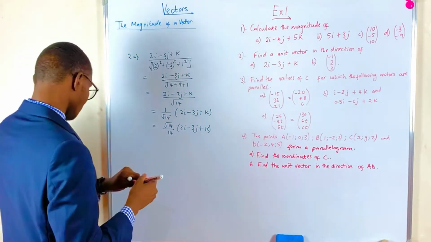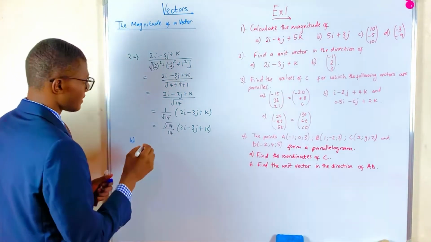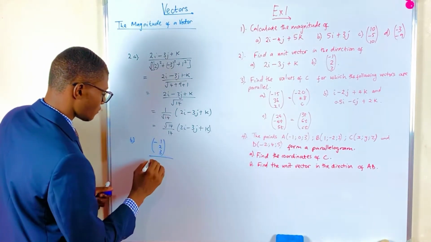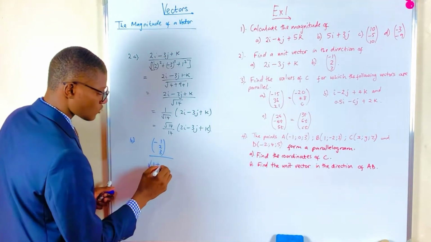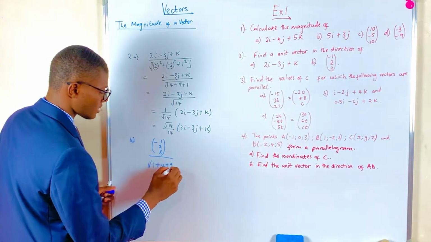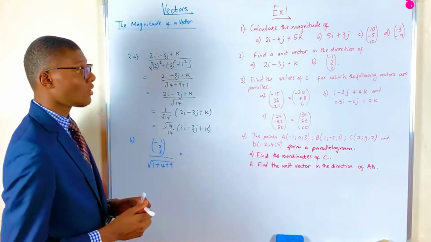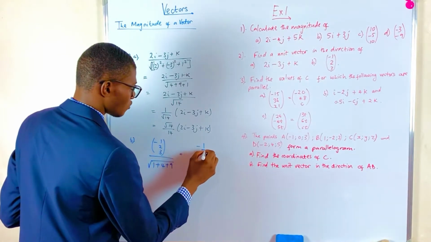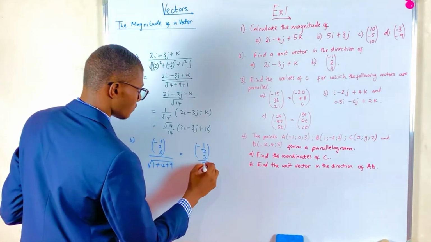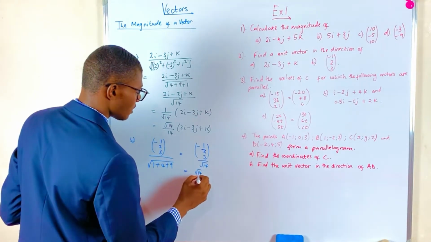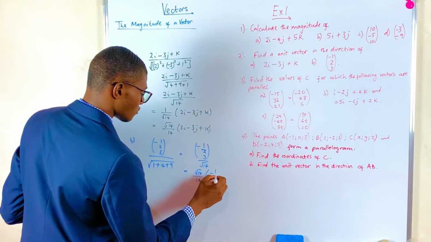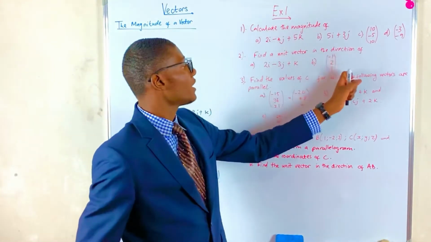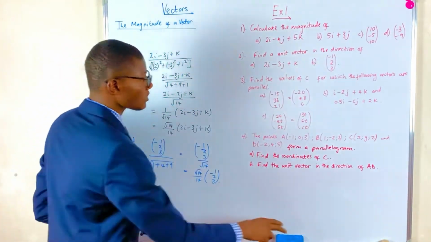Then for part B, 2b, we're saying that minus 1, 2, 3 over the square root of minus 1 squared, which is 1, plus 2 squared, which is 4, plus 3 squared, which is 9. As well, this will give us root of 14. So this is minus 1, 2, 3 over root of 14, which we can decide to write as root 14 over 14 times minus 1, 2, 3. So this is the unit vector in the direction of this vector. So now we shall move on to number 3.